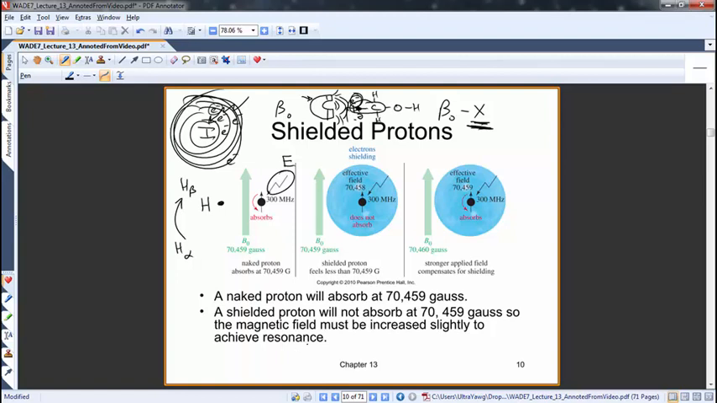So what do we have to do to compensate for that? We have to increase B naught specifically by X so that the value that is actually observed by the hydrogen nucleus is indeed B naught, the value that we need it to be to actually do the alpha to beta flip. Hopefully that makes sense to you. It's a lot of stuff, but maybe it makes a little more sense when we see some real examples instead of just little cartoony things.